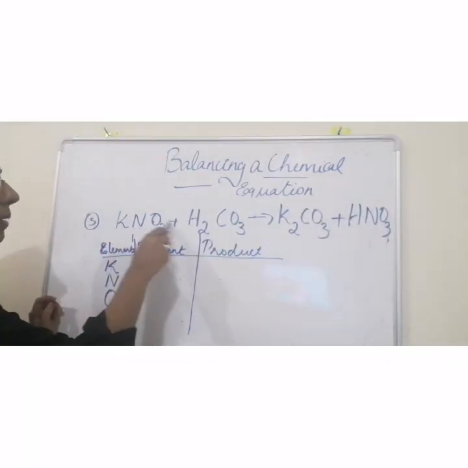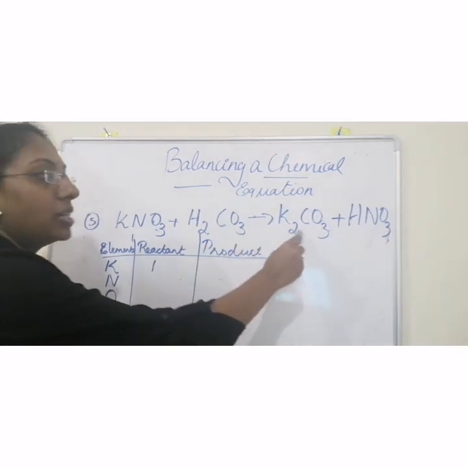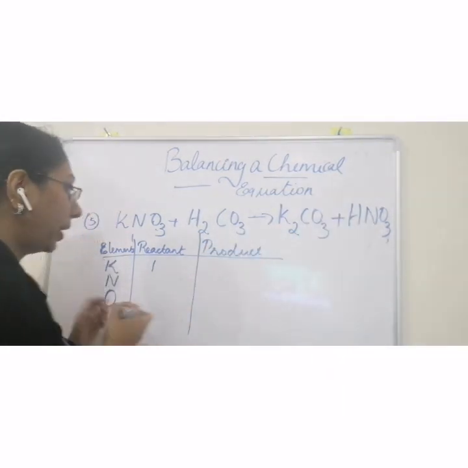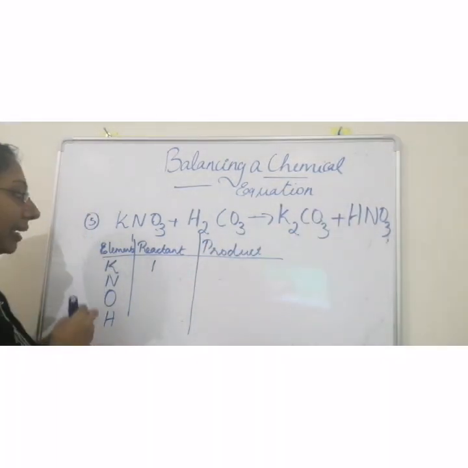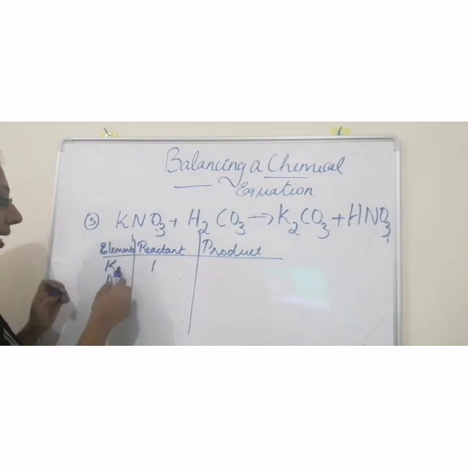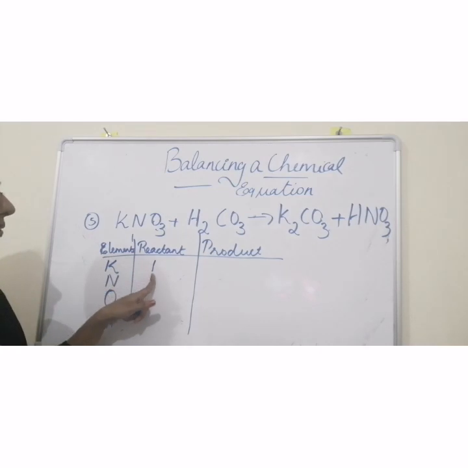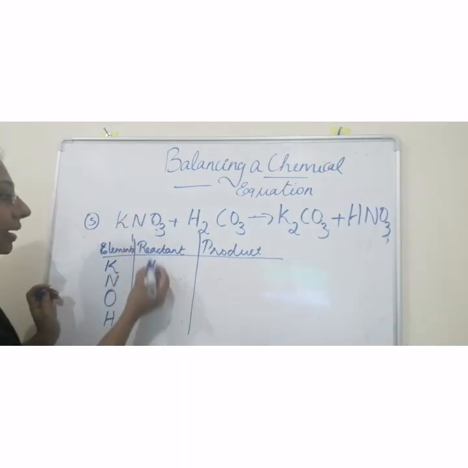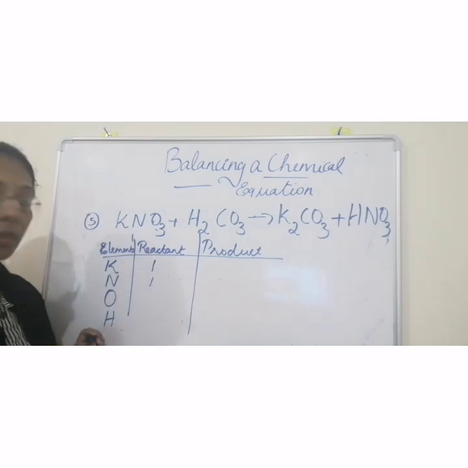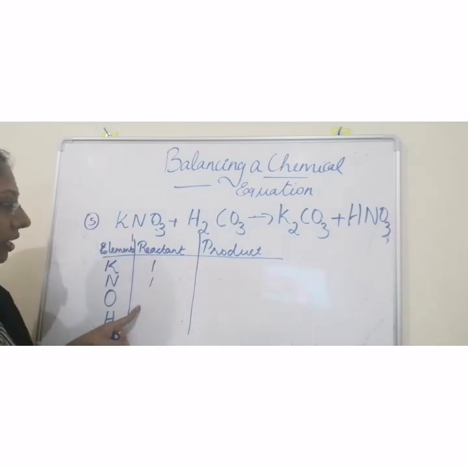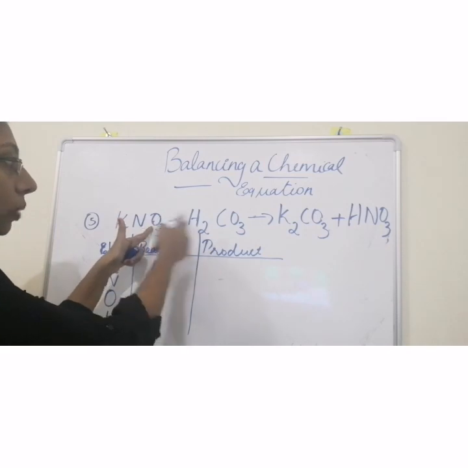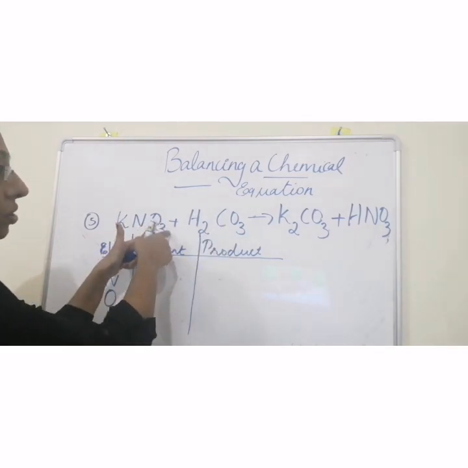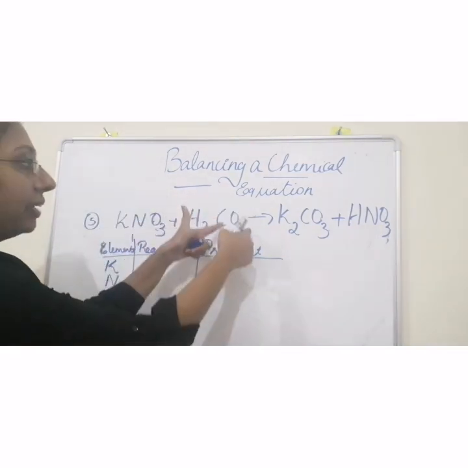So KNO3 plus H2CO3 gives K2CO3 plus HNO3. Here we find the elements potassium, nitrogen, oxygen and hydrogen. How many potassium atoms are there on the reactant side? 1. How many nitrogen? 1. Then how many oxygen? Here also, in the 2 reactants we can see oxygen. So here 3 and here 3.